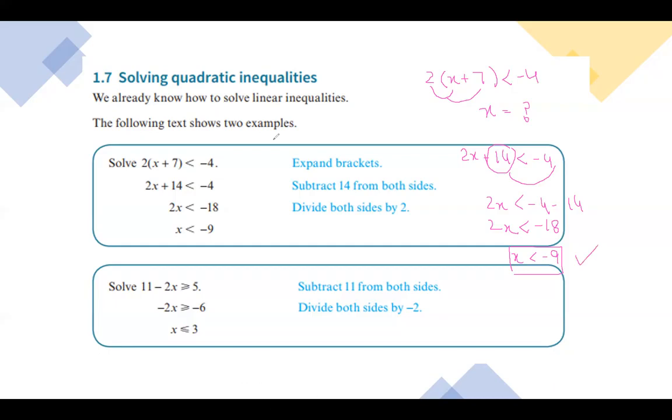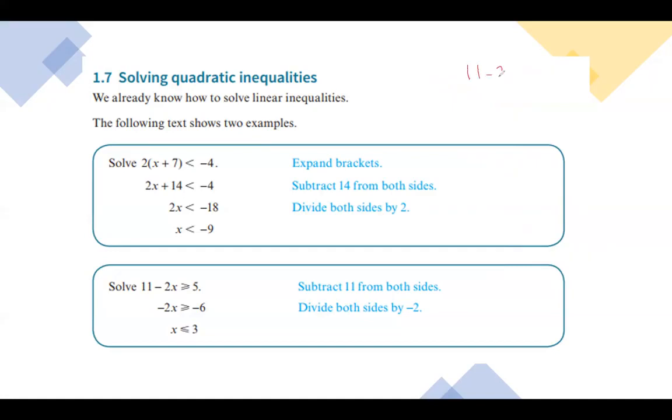In the second case, we have to find 11 minus 2x is greater than or equal to 5. So how to do it? Now this positive 11 must go to the other side, so it must be minus 11. So minus 2x is greater than or equal to minus 6.